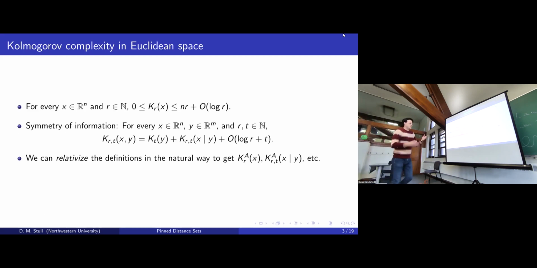So there's a couple of basic properties that we need. The first is, if you have any Euclidean point and any precision, the Kolmogorov complexity of that point is greater than or equal to 0. And it's also upper bounded by n times r, plus an additive logarithmic term. This upper bound just follows from the fact that in the worst case, if you need to specify x to precision 2 to the negative r, you just give the dyadic rational, encoded into a binary string of length n times r.